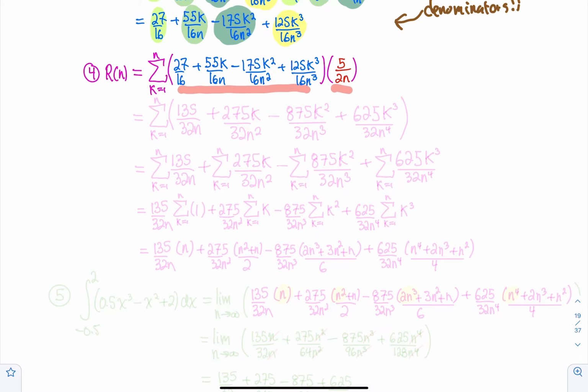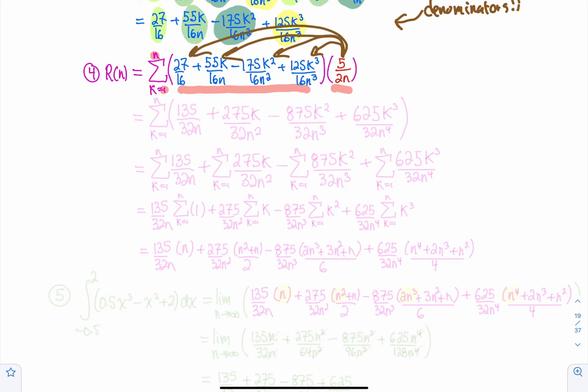So that's the Rn. Rn is the sum from k equal 1 to n. Remember that summation just means we're adding all the rectangles from the first one to the nth one. So that's what this sigma notation is. We're adding all rectangles from 1 to n, but we're doing this in general. f of xk, that's my step 3, times delta x, that's my step 1. And now the only thing you have to do is simplify. So the first thing I'm going to do is distribute the delta x, the 5 over 2n, inside my bracket.